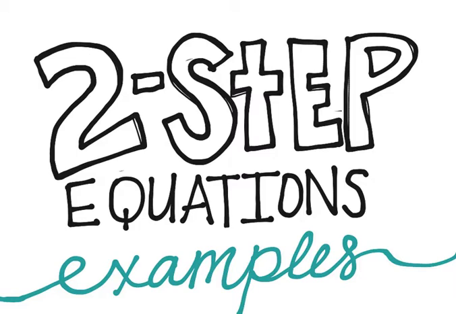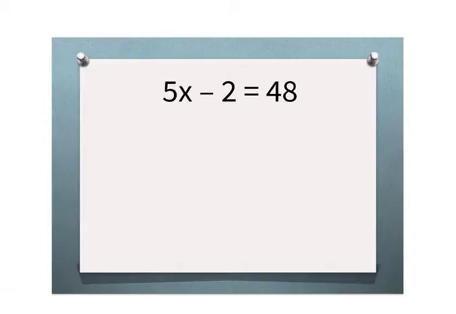Maybe these are a little bit of harder questions, some examples that we can do together that might help you on your assignment later. So let's take a look at our first example. Our first example says 5x minus 2 equals 48.